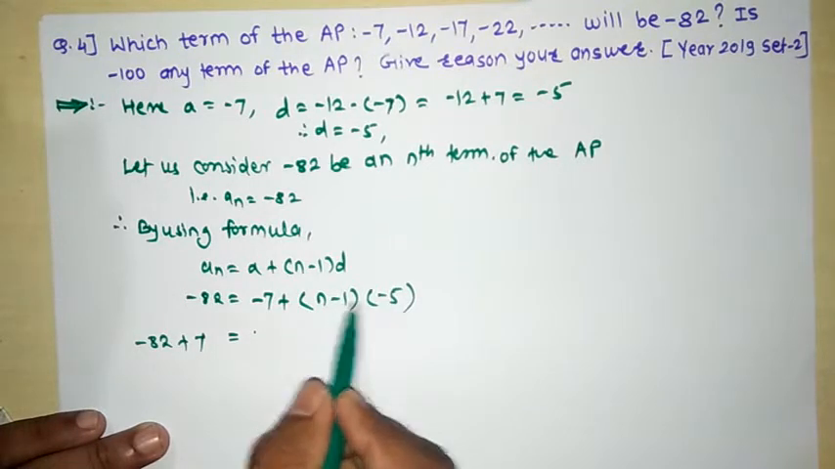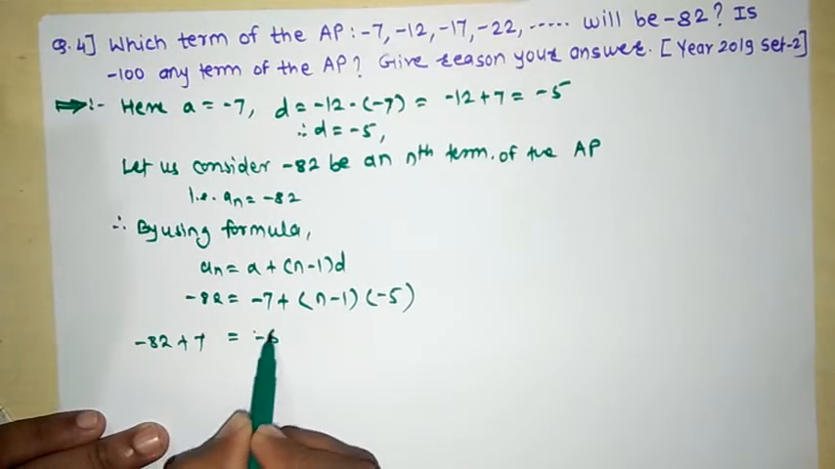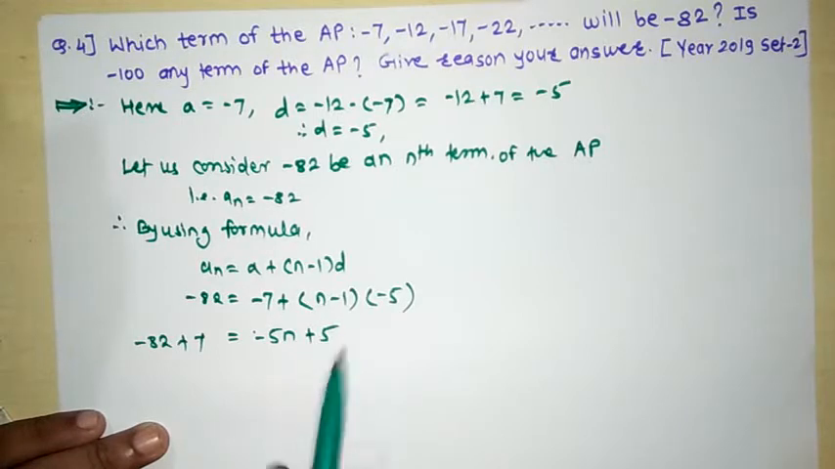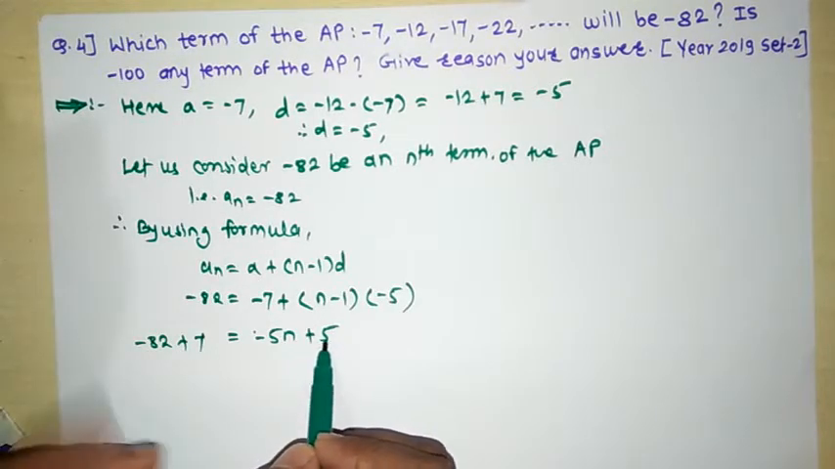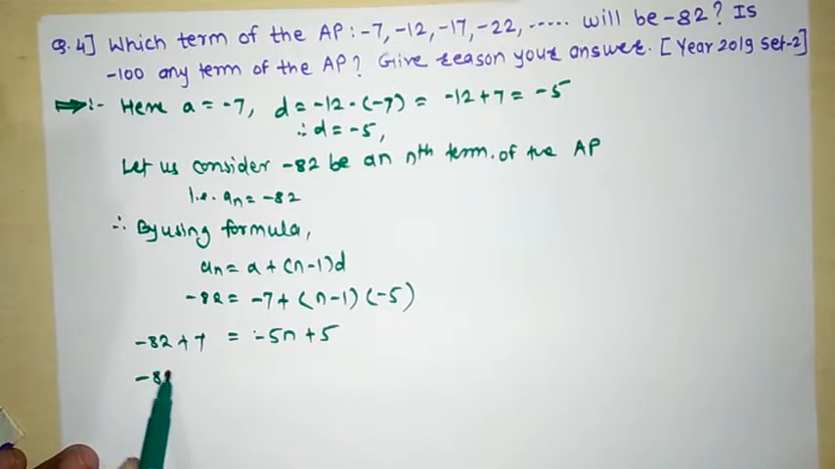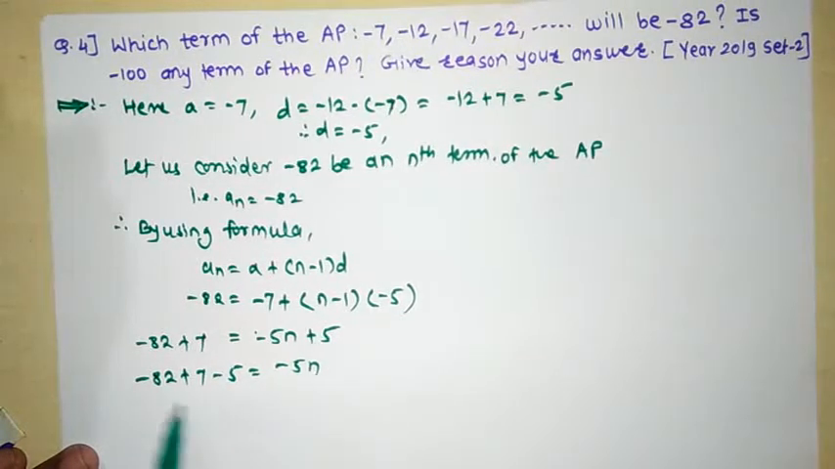Now we will multiply this minus 5 in the bracket. That is minus 5n plus 5. And also send this 5 towards the left hand side. It will become minus 82 plus 7 minus 5 is equal to minus 5n. Now we will solve this whole thing. That is minus 82 plus 7 minus 5. 7 minus 5 is equal to 2. And plus 2 minus 82, which will become minus 80, is equal to minus 5n.